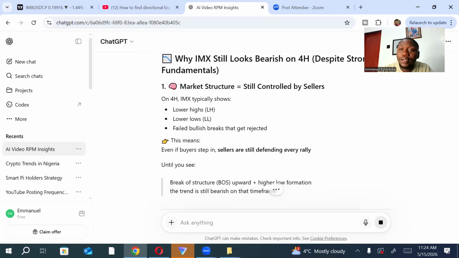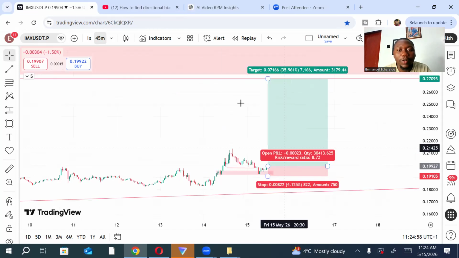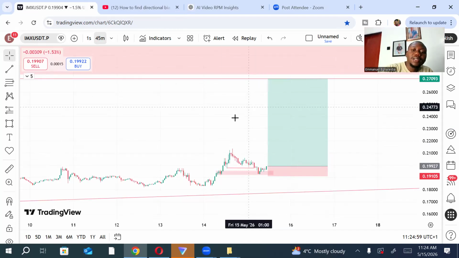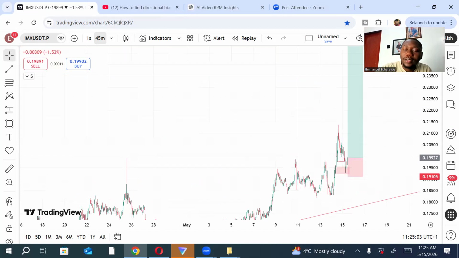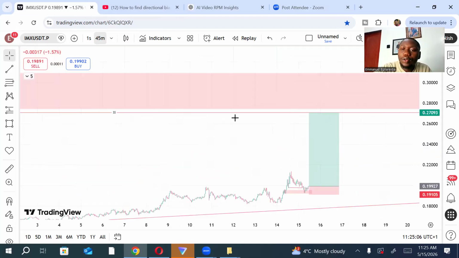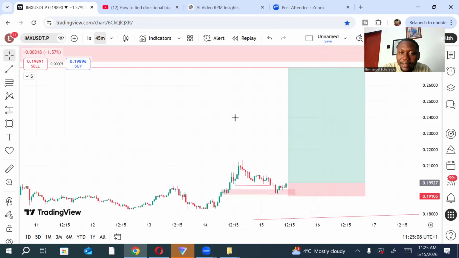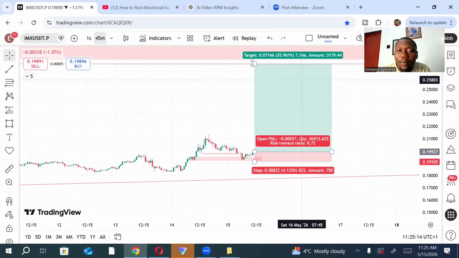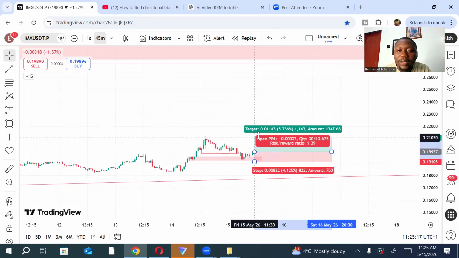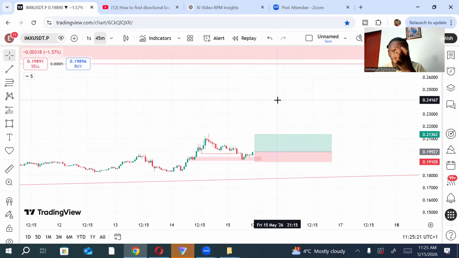It says market structure still controlled by sellers, right? Which is what we have here. But in the immediate trend, we are still bullish. But this market is overall controlled by sellers. But in the immediate trend, we are still bullish. TP could be here, or you could just get in and get out from here. Get your 1 to 2 risk to reward and say bye-bye.